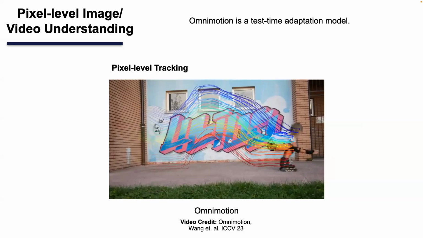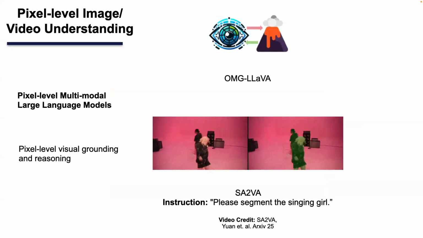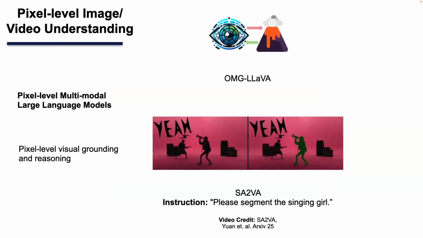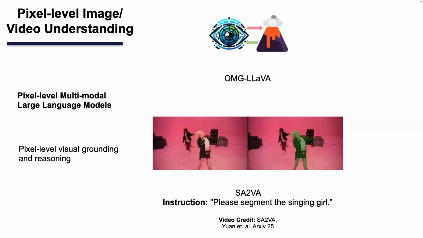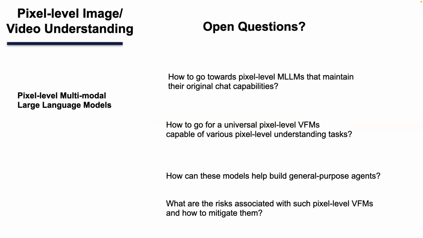So we're exploring multiple tasks on the pixel level, but at the end, we're looking into its intersection with vision foundation models. Recently there were multiple pixel level MLLMs that emerged for visual grounding and reasoning, like OMG-LLaVA or Sa2VA, where Sa2VA is capable of doing visual grounding and tracking through the video, for example while segmenting the singing girl. So all of these have started to emerge, and we found that we need a way to explore the intersection of these two.